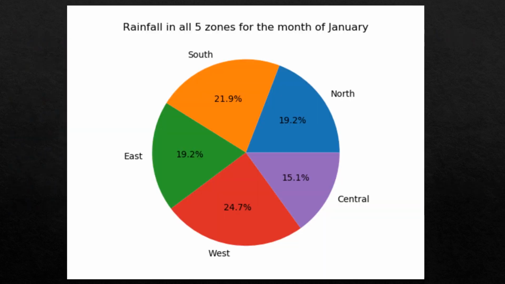Now you can see the pie chart is looking like this. Rainfall in all 5 zones for the month of January. The different zones are labeled, and the percent of rainfall is also calculated as we have mentioned in the method.